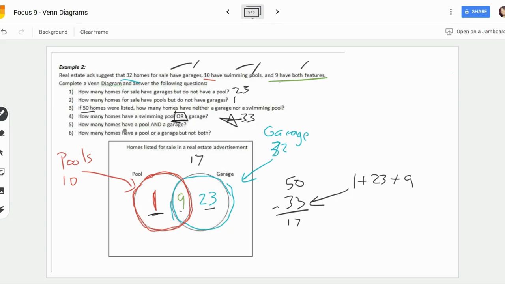Number 5, how many homes have a pool and a garage? The and is a lot easier one. That's the one that's both. That means the both, and we were already given that right away. So that's 9. And then there is a question here that says the or, but not both. So it's making a stipulation saying it's not the inclusive or. We're excluding the ones that are both. So a pool or a garage, but not both. You'd add up just the regions that aren't in the middle. So 1 and 23. That would be 24.